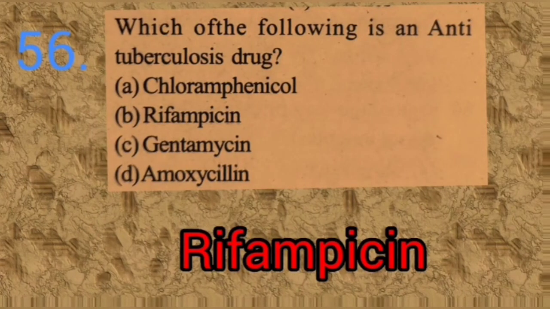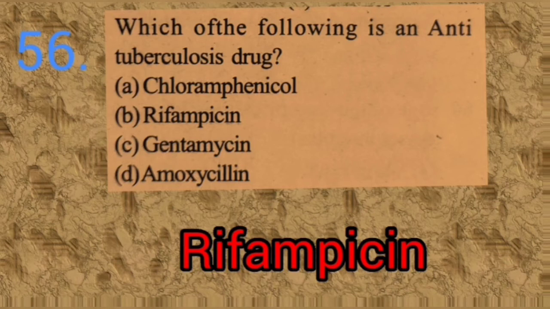Which of the following is an anti-tuberculosis drug? Option A, chloramphenicol. Option B, rifampicin. Option C, gentamicin. Option D, amoxicillin. Option B is the right answer, that is rifampicin.